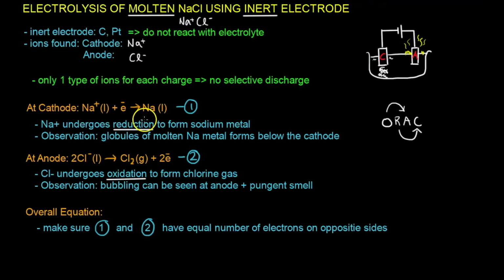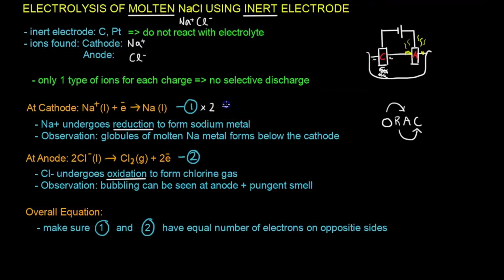So what do I mean? At the cathode, let's look at this one again: Na plus plus 1 electron to give me Na liquid. There's 1 electron on the left hand side. This one, 2 Cl minus liquid to give us Cl2 gas plus 2 electrons. This is not fulfilled yet, because on the left hand side there's only 1 electron, while the right hand side already has 2 electrons. So what must I do? I must multiply this by 2.